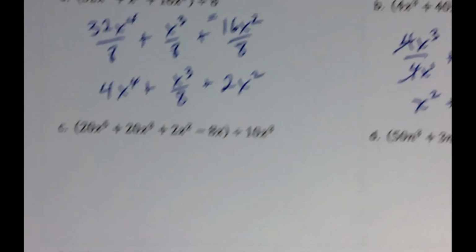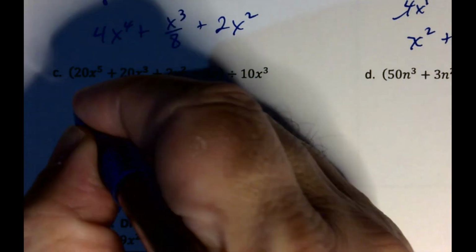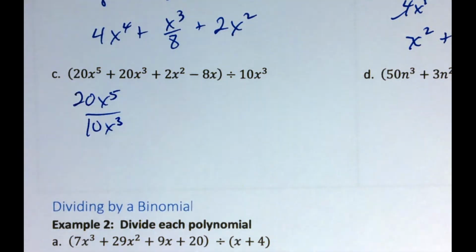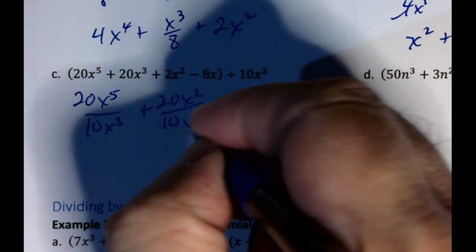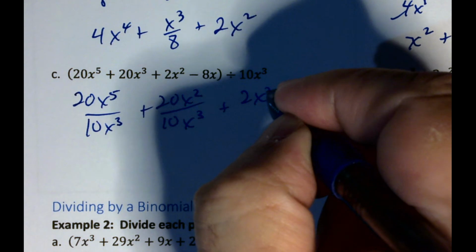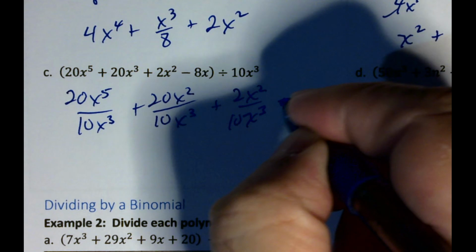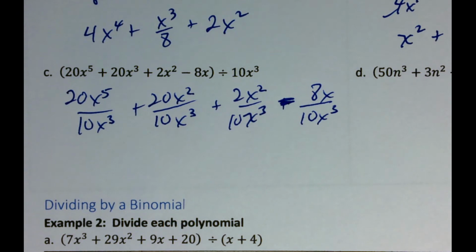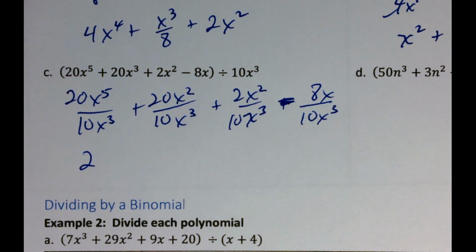All right, example C. So we're writing it as 20x to the 5th over 10x cubed, plus 20x squared over 10x cubed, plus 2x squared over 10x cubed, minus 8x over 10x cubed. So here, 20 divided by 10 is 2. Subtract the exponents, 5 minus 3 is 2, so it's x squared. 20 divided by 10 is 2.